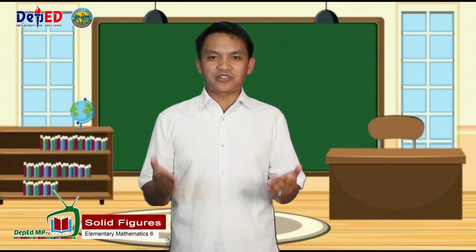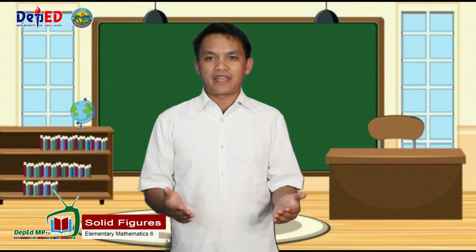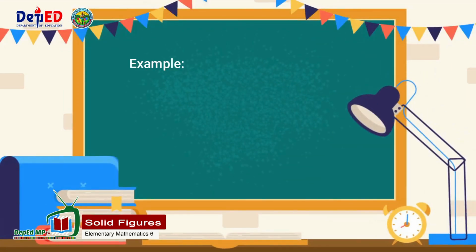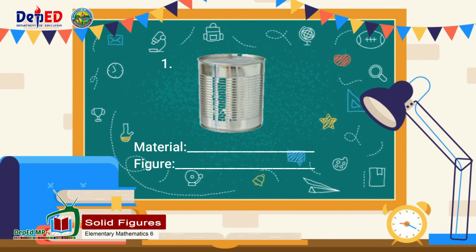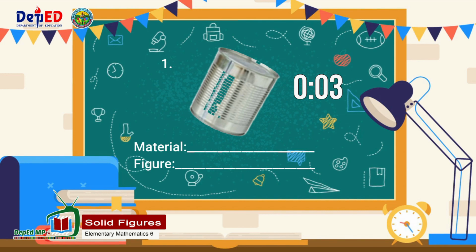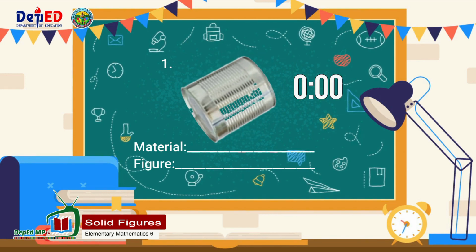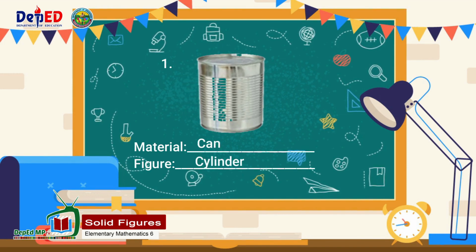Congratulations! Now look at the given pictures and identify it as I showed them. And what figure does each material represent? Example, if I show this picture, the material is a shoebox in the figure of a rectangular prism. First one. Right, it's a can and it represents a cylinder.